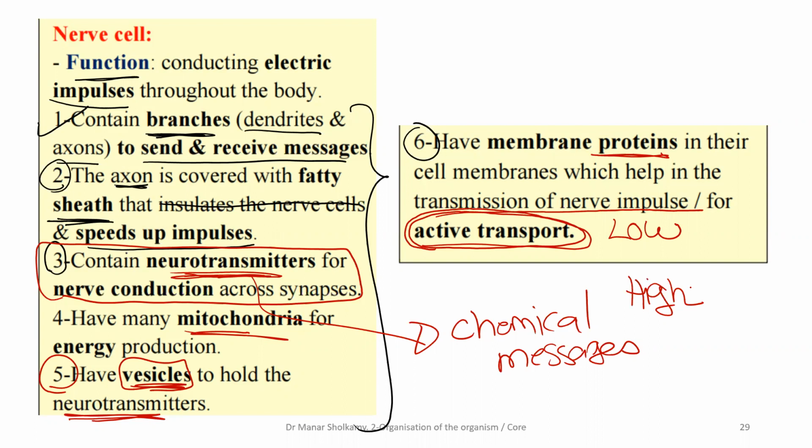Okay, so in the question, how is the nerve cell adapted to carry out its function? This is a nice long essay question. First, you mention the function. The function, it carries nerve impulses. Number 2, you will mention its adaptations. You don't have to write the 6 adaptations, but at least 4.